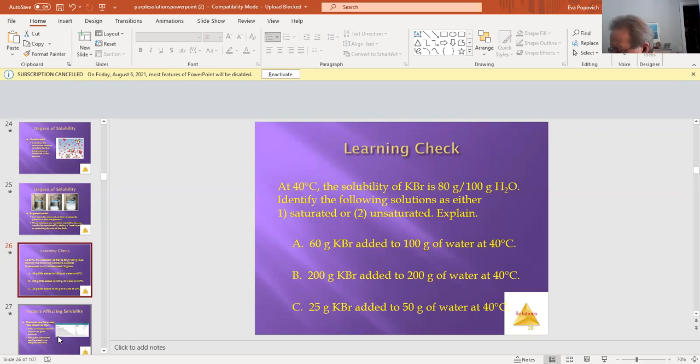Parker. Parker? Yeah, I'm here. Okay, Parker, the last one. 25 grams in 50 grams of water. Is it saturated or unsaturated? It is unsaturated because if you made it 100 grams, it would only be 50 grams of KBr. Finest kind. Good answer.